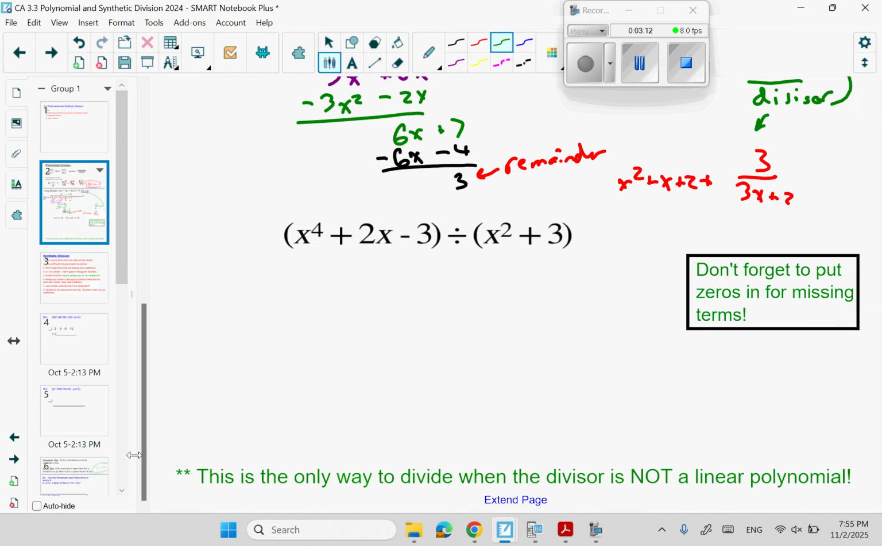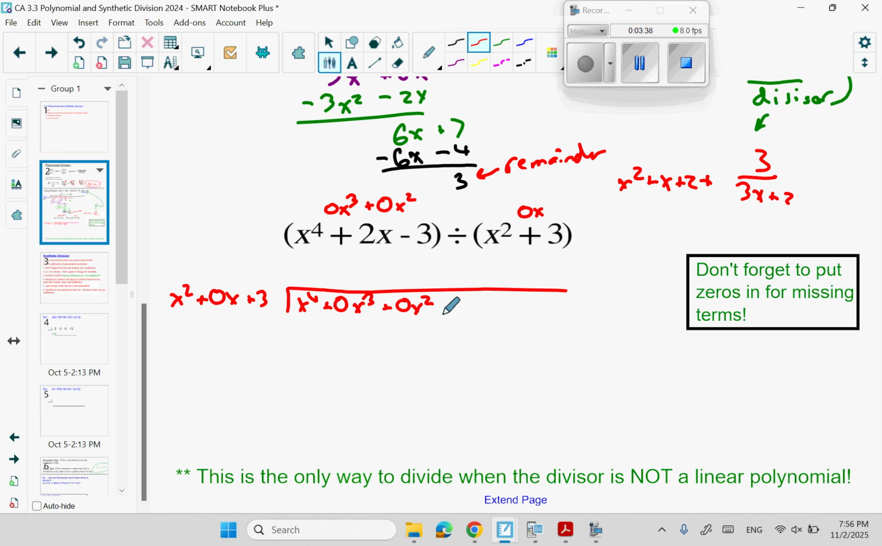Here, same idea. Whenever I'm missing a term, like for example here, I don't have x cubed or x squared, so I would have to fill in those spots. In fact, I would do it for both expressions. So I would get x squared plus 0x plus 3, and I'd get x to the fourth plus 0x cubed plus 0x squared plus 2x minus 3, and I'd repeat the process. You have to fill in zeros for any missing term.